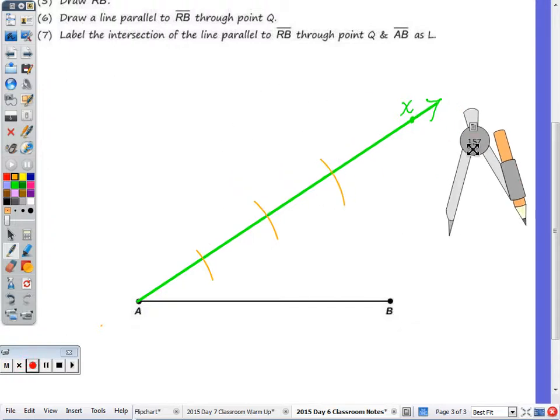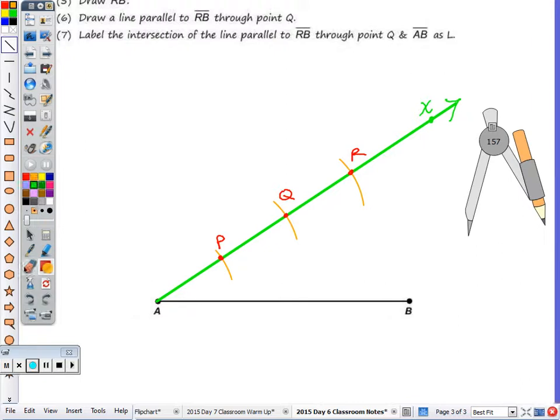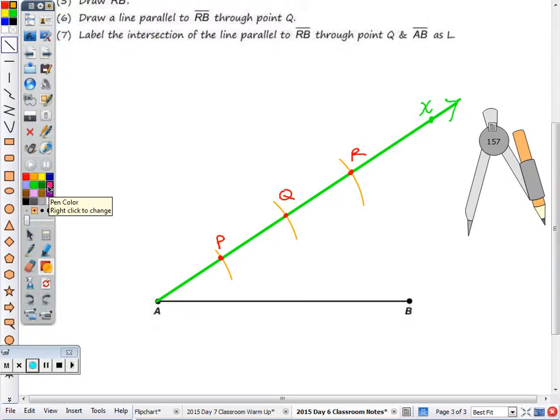3. And it told us to label this P, Q, R. Next step is to draw segment RB. So anytime you're doing this construction, as soon as you make that last arc, you take and connect that point to the end point.